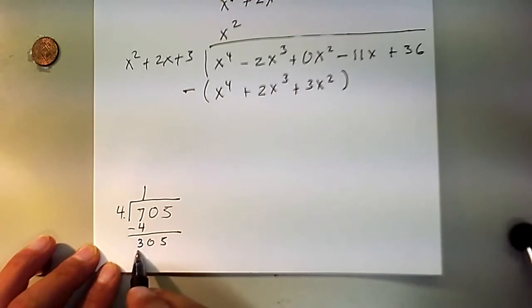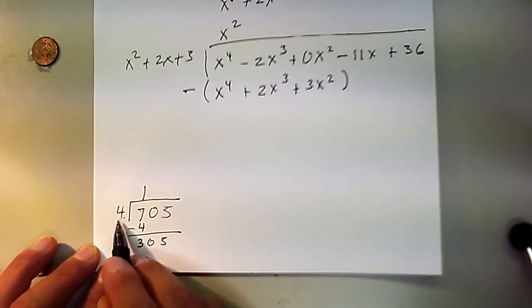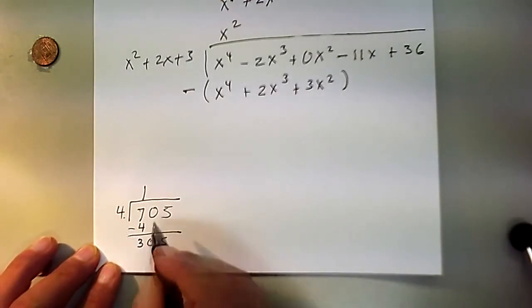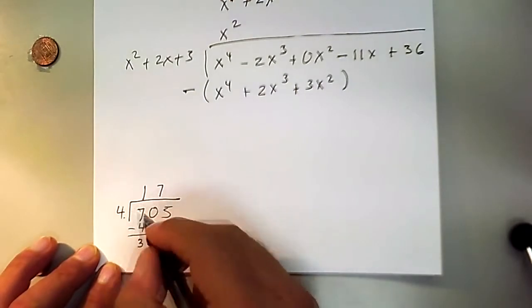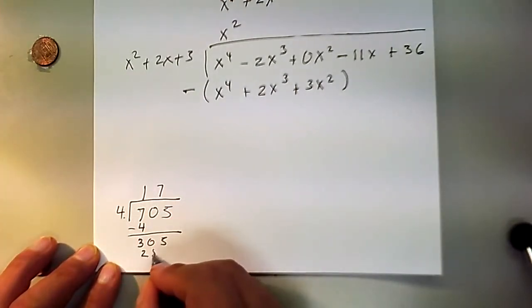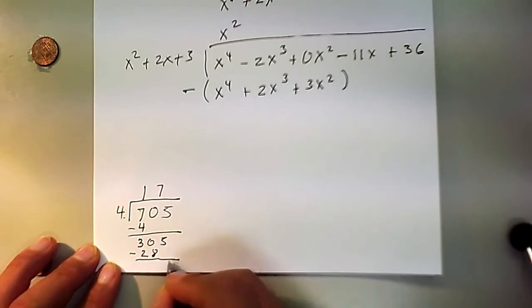We bring down those numbers. Does 4 go into 3? No. Does 4 go into 30? Yes. 7 times. 7 times 4 is 28. And then we subtract, and then we end up with 2 and 5.